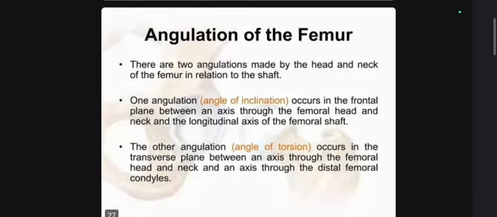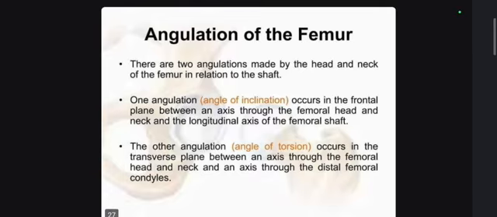Next, about the angulations of the femur. There are two angulations made by the head and neck of the femur in relation to the shaft. One angulation is the angle of inclination, which occurs in the frontal plane between an axis through the femoral head and neck and the longitudinal axis of the femoral shaft. The other angulation, the angle of torsion, occurs in the transverse plane between an axis through the femoral head and neck and an axis through the distal femoral condyles.